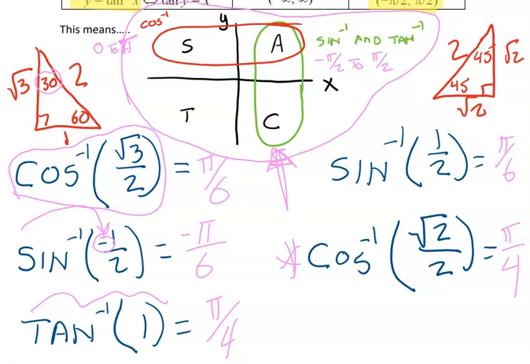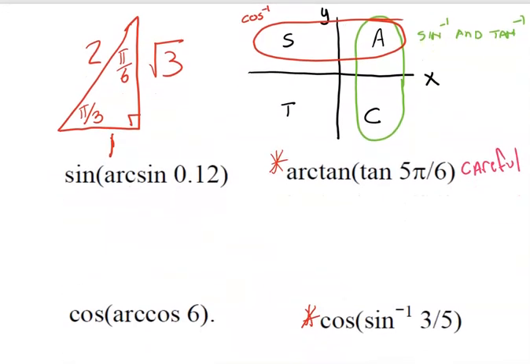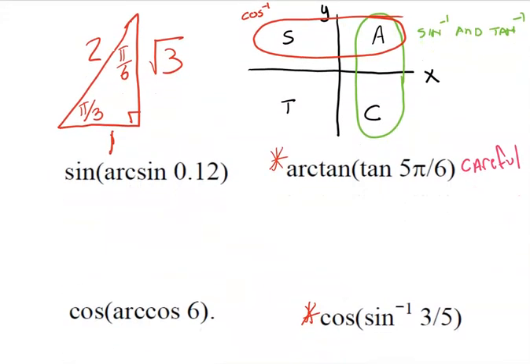Okay, let's look at some other ones like this. So again, I've redrawn the diagram. And some of these are pretty straightforward. Like I had said, these things cancel each other out. So the answer would be 0.12, right? Or these things cancel each other out. So the answer is 6.